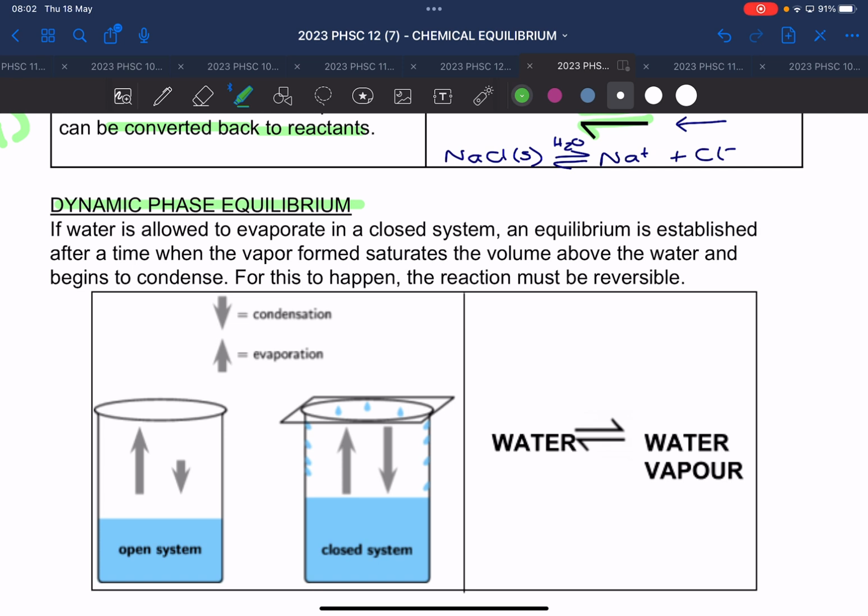It says there, if water is allowed to evaporate in a closed system, an equilibrium is established after a time when the vapor formed saturates the volume above the water. And then it begins to condense again. For this to happen, the reaction must be reversible. So on the right hand side you see water to water vapor, and you can see it goes back and forth, back and forth.